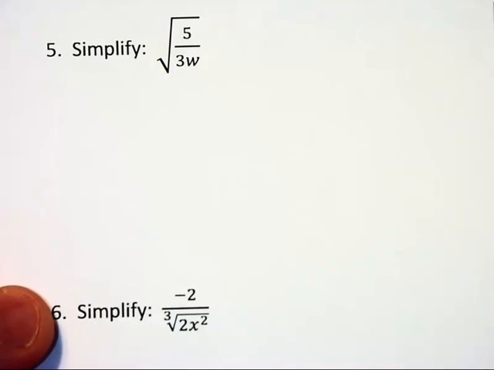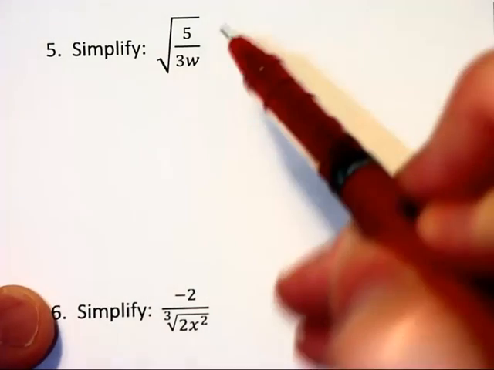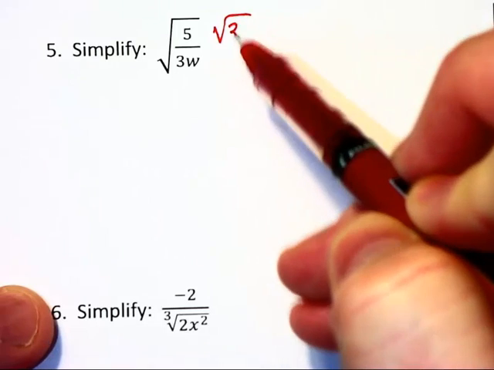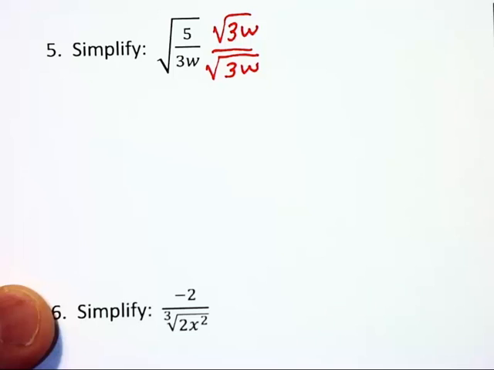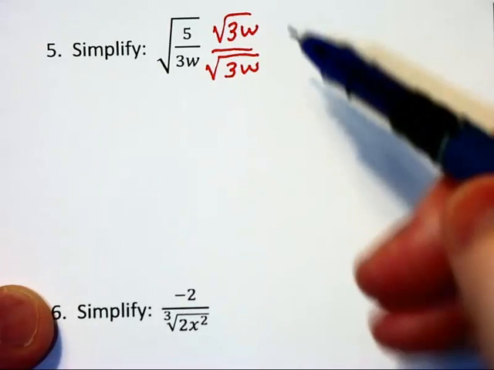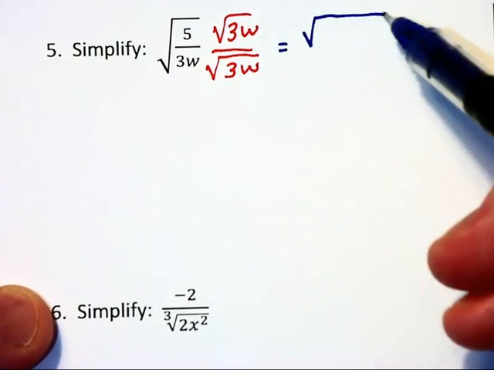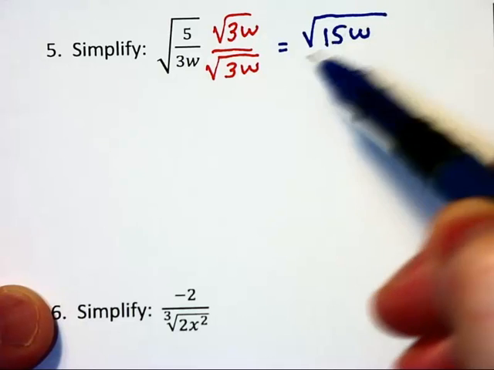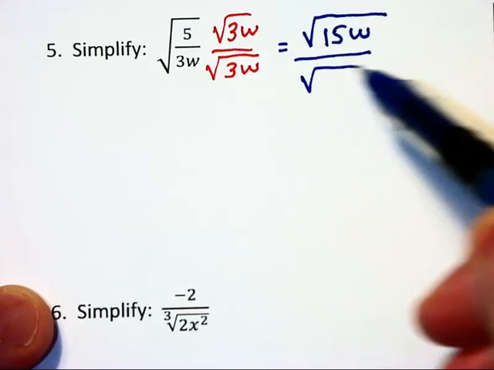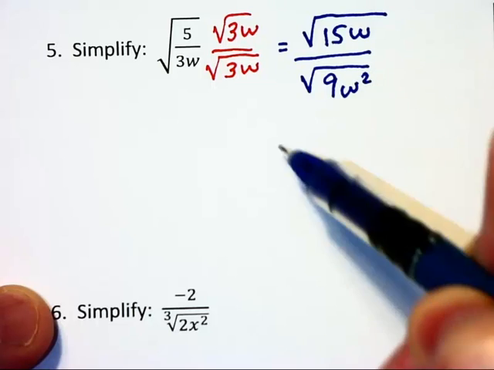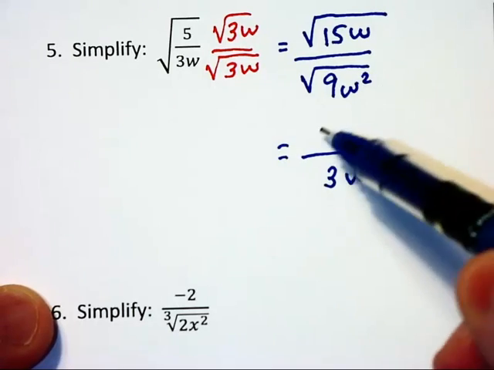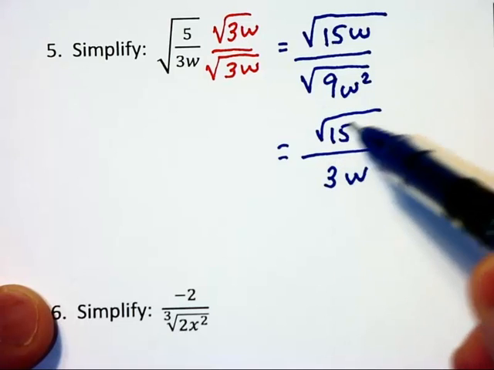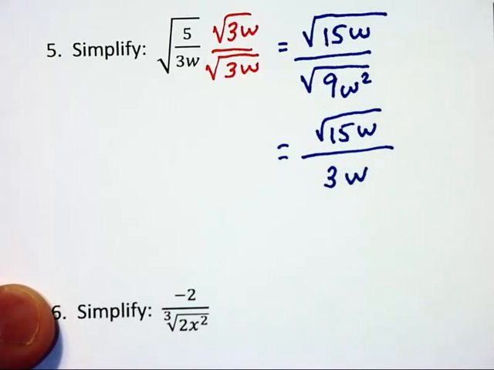We know that we're not allowed to have a radical in the denominator, so in this case, because it's a square root, we're going to multiply by the square root of 3w over the square root of 3w. Our numerator is going to become the square root of 15w, and the denominator is the square root of 9w squared, which simplifies into 3w in the denominator. So we have the square root of 15w over 3w.